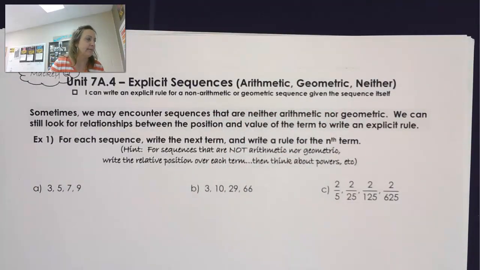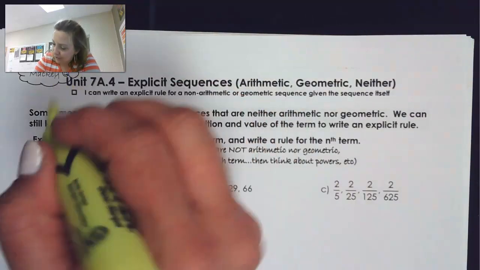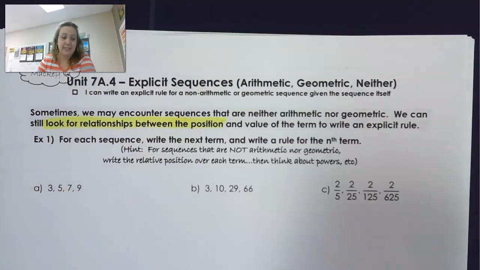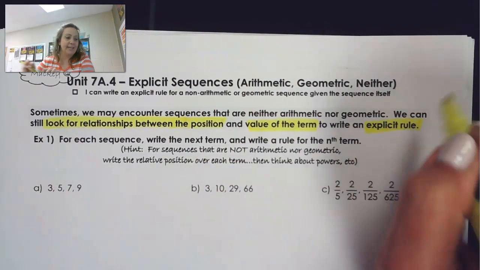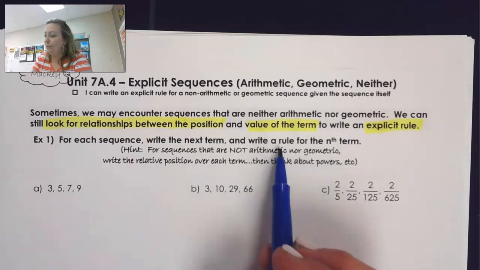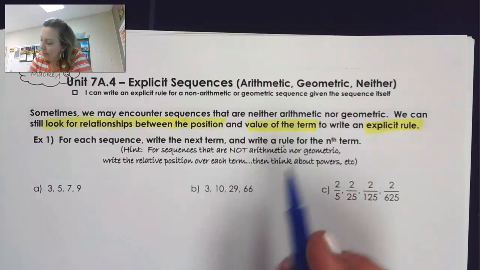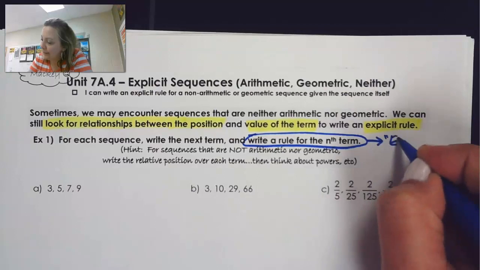In this case, sometimes we may encounter sequences that are neither arithmetic nor geometric. That doesn't mean we can't write a rule for them. What we can still do is look for relationships between the position and the value of the term in order for us to write an explicit rule, okay? So in this section, when it asks you to write a rule for the nth term, this directive is telling you to write an explicit rule.